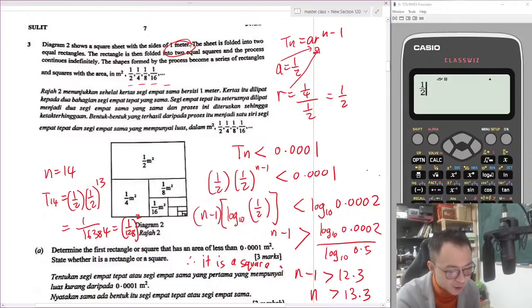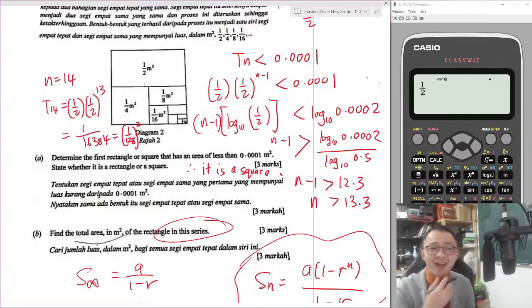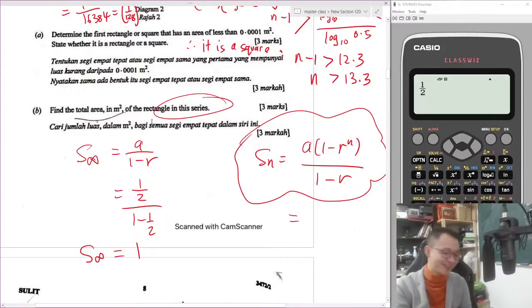Find the total area. The rectangle 4 into 2 equals square. So the shape formed by the progression is a rectangle, and the square area is... Okay, that one is a square area. Then what? Find the total area of the rectangle in this series. It means all the areas of the rectangles added together. Oh, they don't want the square, is it? Yeah, because they focus on rectangle, right? So they don't want the square. Alright, so I got it. Because when I got 1, I realized my answer was wrong. They only want the rectangle.